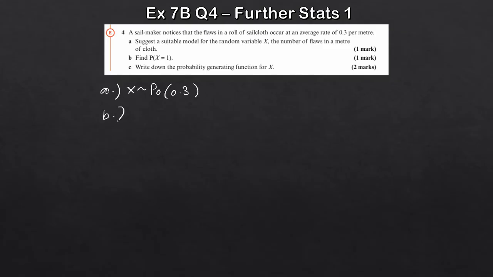Part B wants us to find the probability that x is equal to 1. So don't overcomplicate this. You want to work out the probability that x is equal to 1 using this Poisson distribution. You can just put this on your calculator, or you can use the formula. Seeing as I'm doing it by hand anyway, I'll just use the formula, but I would use your graphical calculator if you can use the Poisson function for it. So this would be e to the minus 0.3 times 0.3 to the 1 all over 1 factorial. Put all that in your calculator, and what you'll get is 0.222. So it's just simply 1 mark.